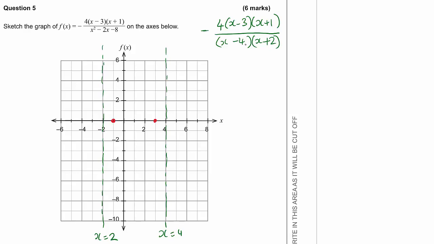Now, let's think about x being 0. Then we'll have negative 4, negative 3, 1 over negative 4, 2. So that's going to end up being 12 over negative 8, which is negative 3 over 2. So we have got a y-intercept just here.